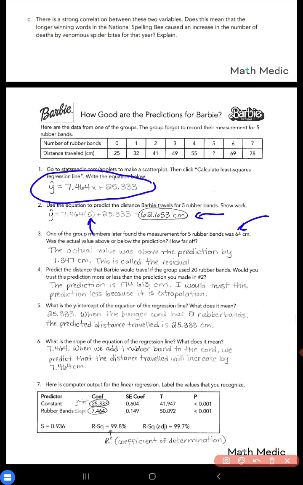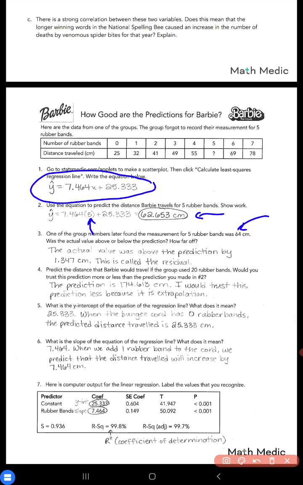Okay? Now, question number 4 is something that is very, very important. If you don't learn anything else from this class, this is what I want you to understand. So in number 4, it says predict the distance that Barbie would travel if the group used 20 rubber bands. So if I plug 20 back into my equation from number 1, I get a prediction that Barbie's going to travel 174.613 centimeters. The question is, can you trust this prediction?